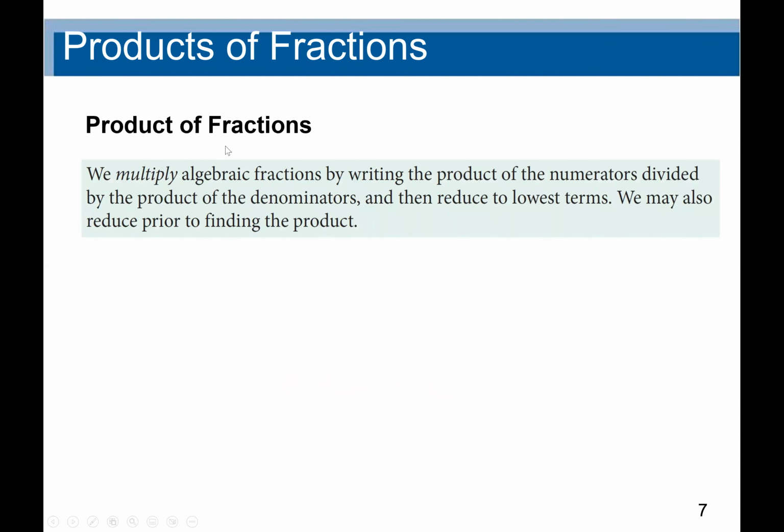So next is the product of fractions. Here also we can multiply algebraic fractions by writing the product of the numerators divided by the product of the denominators, then reducing to the lowest terms. Or we may also reduce prior to finding the product, same as in the previous question.